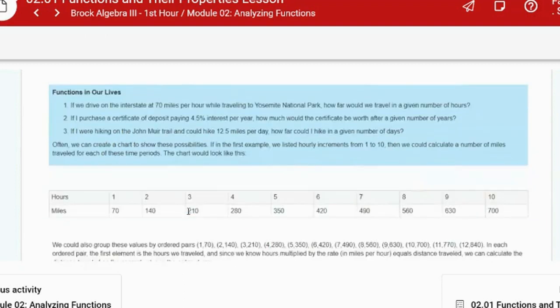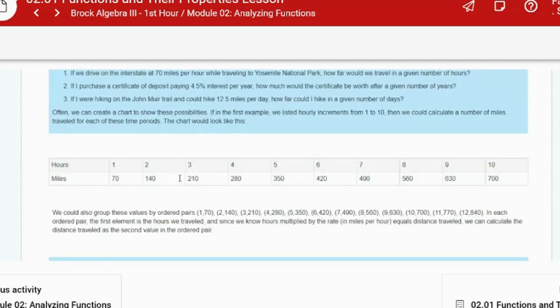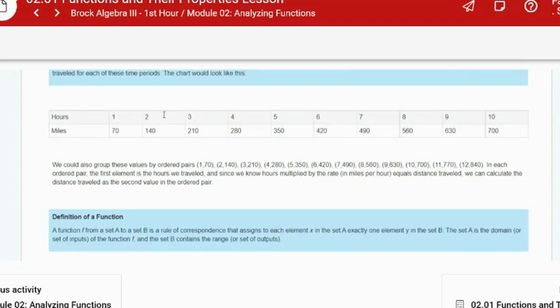So we can create a chart to show this. This is the miles per hour chart, right? The X is the number of hours, and the Y is the number of miles traveled. We can also write it as ordered pairs: (2, 170), (3, 140), (4, 210), (5, 280). That's the X and Y, X and Y, X and Y. In each ordered pair, the first element is the number of hours traveled, and the second is the rate multiplied by the time, which is the distance.